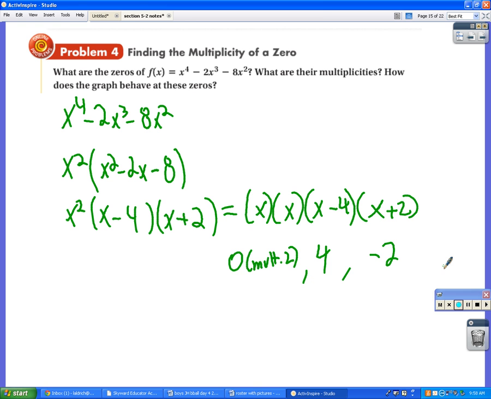Great question. What does that do to the graph? Well, let's take a look at the graph and answer that question.